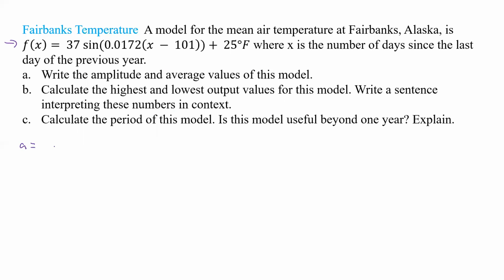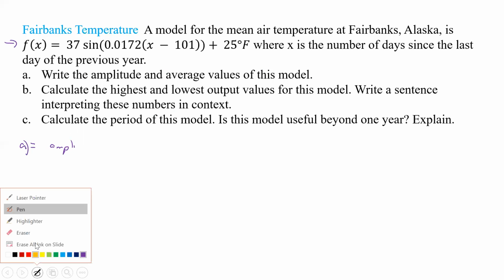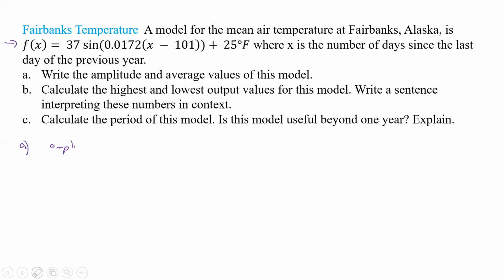So amplitude, well, I guess A. We have too many A's here now. Amplitude, that's going to be equal to this A here, which is 37. And it's going to be in degrees Fahrenheit. So let's go ahead and write what it means. Okay. Average value. Well, the average value is there, D, so that's 25 degrees Fahrenheit.